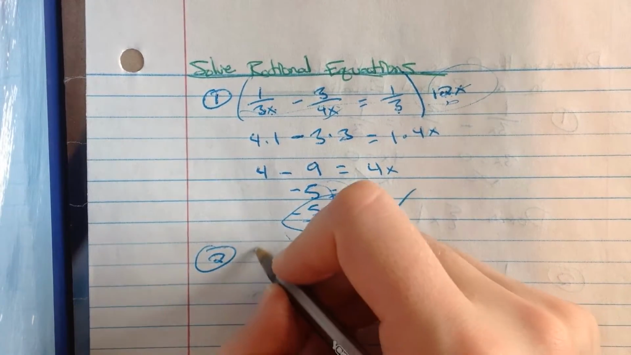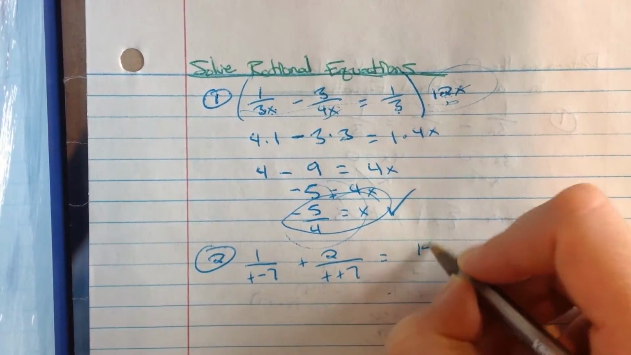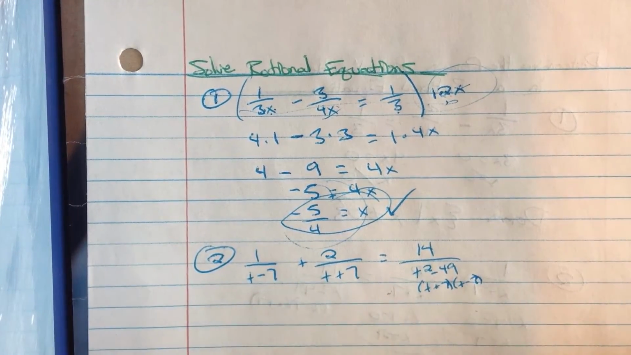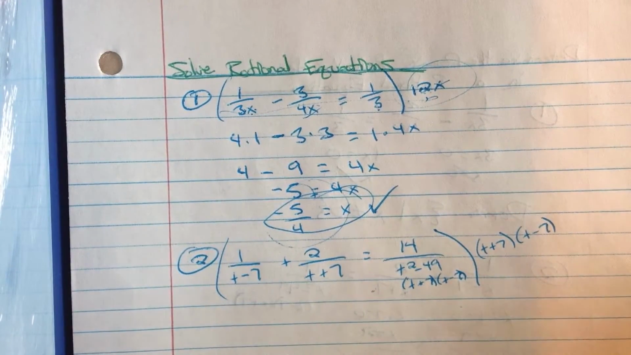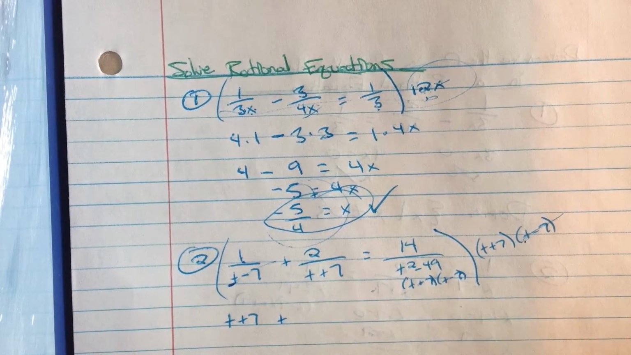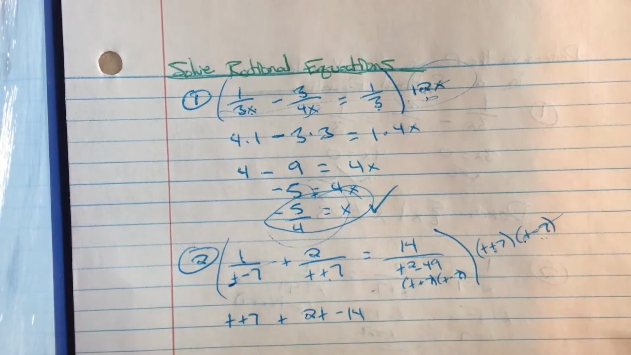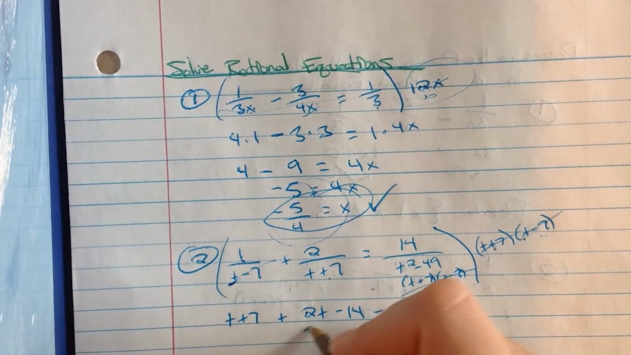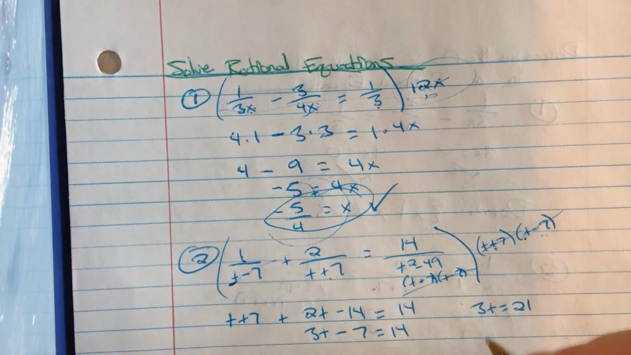Say I was given 1 over t minus 7 plus 2 over t plus 7 equals 14 over t squared minus 49. Remember, this is t plus 7, t minus 7, if we factor it. So the common is t plus 7, t minus 7. The t minus 7's cancel in the first, so I have 1 times t plus 7, which is just t plus 7. The t plus 7's cancel, so I get 2 times t minus 7, which is 2t minus 14. And in this one, the whole thing cancels, leaving 14. So I get 3t minus 7 equals 14, or 3t equals 21, and t equals 7.